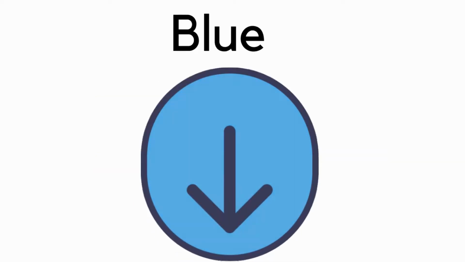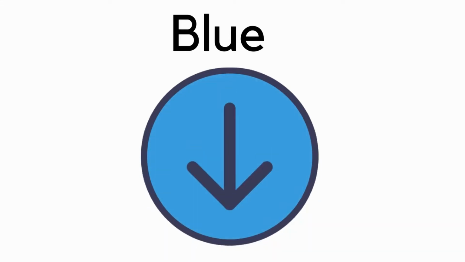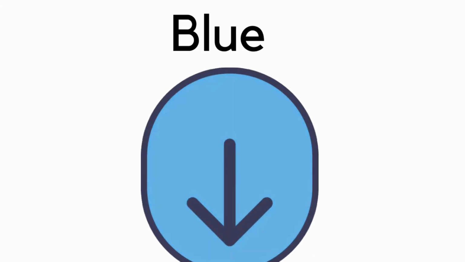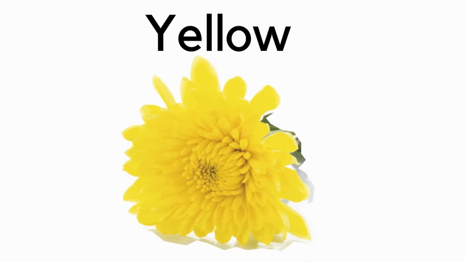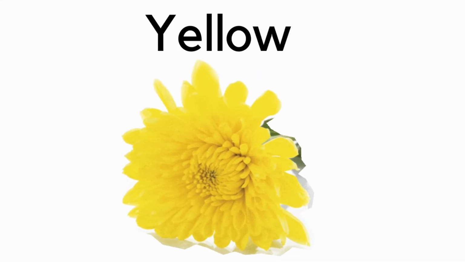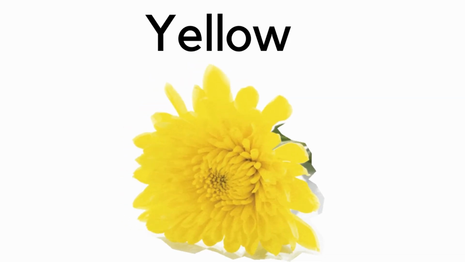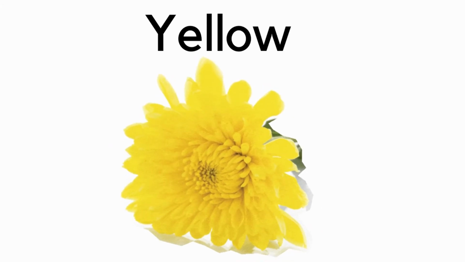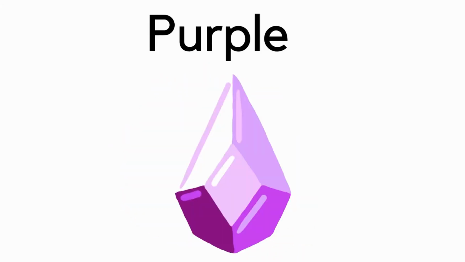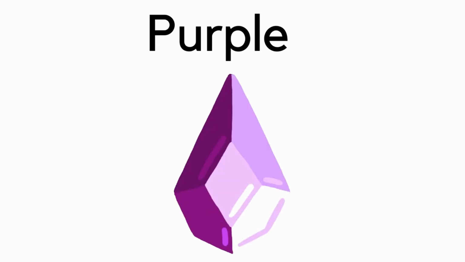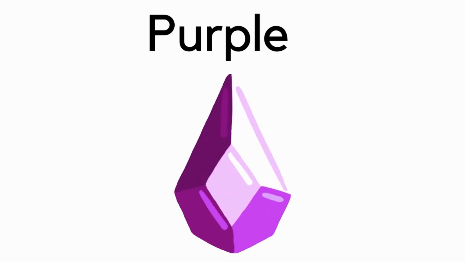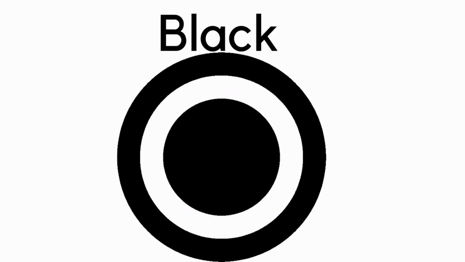First, we have blue. Blue. After blue comes the color yellow. Yellow. After yellow comes purple. Purple. And after purple comes the color black. Black.